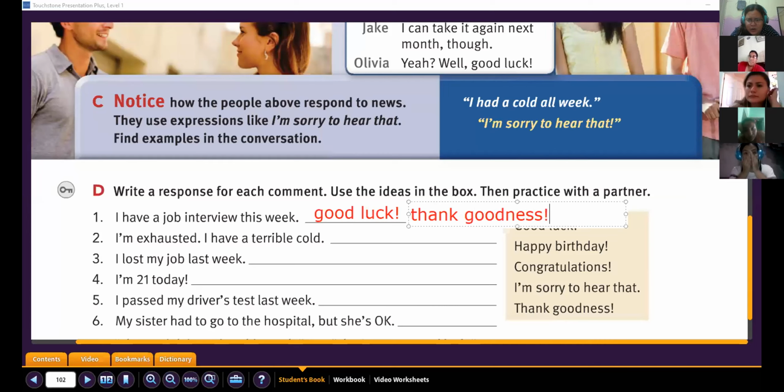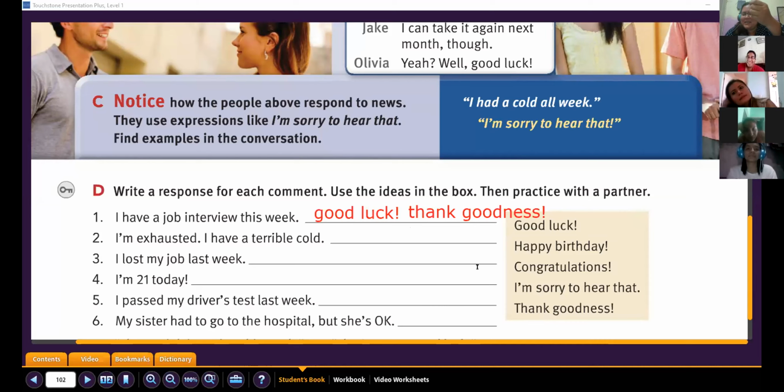This one shows a lot of surprise. It's like saying, thanks God, right? Thanks God. That is the meaning of thank goodness. But in that case, it's like, I need money, right? I need money. So, yeah, finally. Okay, so the next one. How about number two?